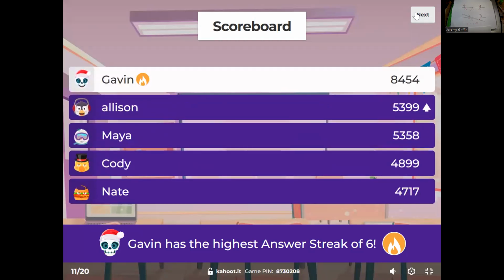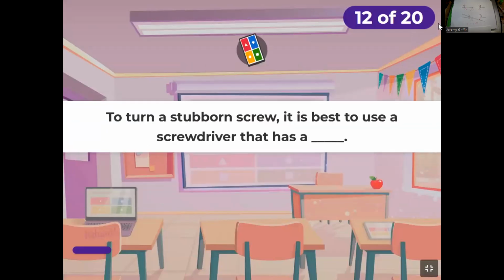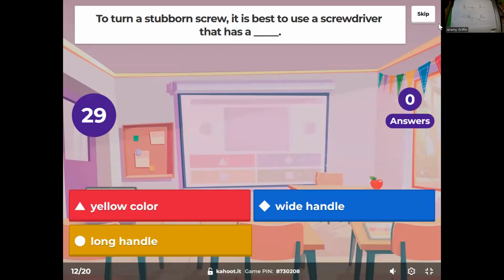Got Nate, Cody, Maya, Allison, move up to second. Gavin's still on fire. To turn a stubborn screw, it's best to use a screwdriver. This is not a wrench. This is a screwdriver. Careful about that.